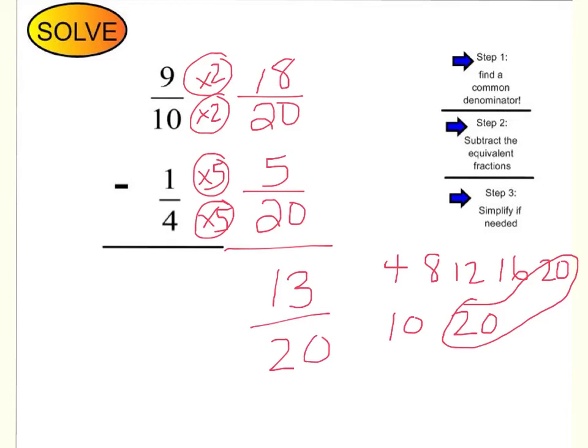So now I have to think, do I need to simplify this fraction? Well, if I think about 13, I know the only two factors of 13 are 1 and 13 because it's a prime number. So there's nothing that can divide into 13 and 20. So 13/20 is my final answer. 9/10 minus 1/4 equals 13/20.